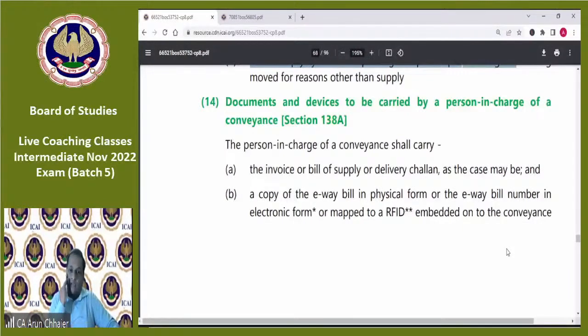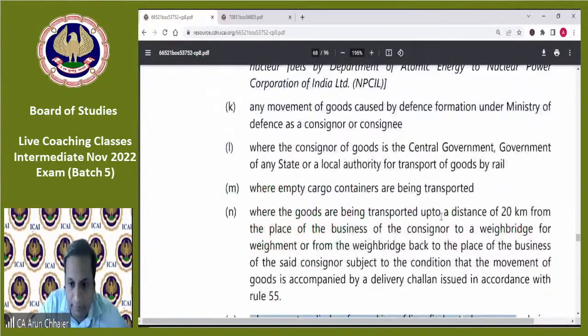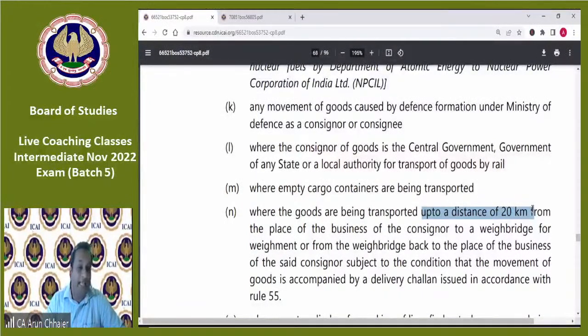So we are moving to 138A. Document and device to be carried by the person in charge of a conveyance. So driver, let's say 20 kilometers, e-way bill required? See, Rupesh, from your factory to weighbridge, if it is up to the distance of 20 kilometers, then e-way bill is not required.